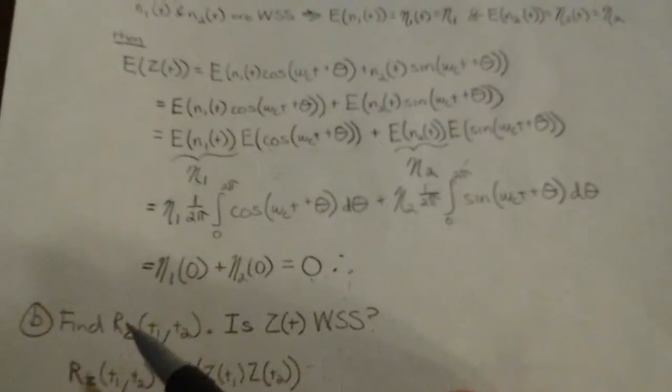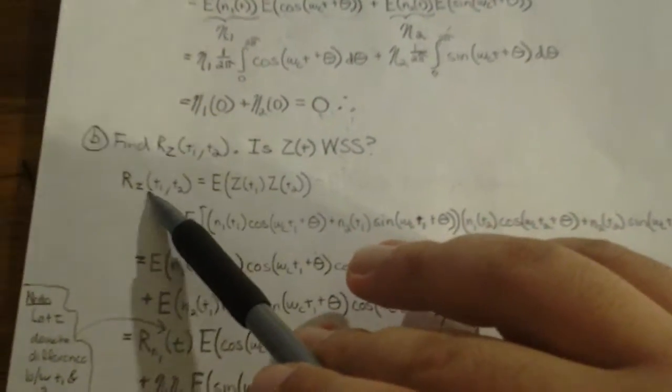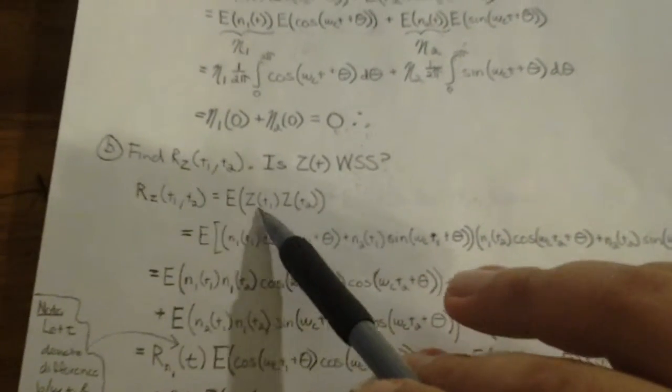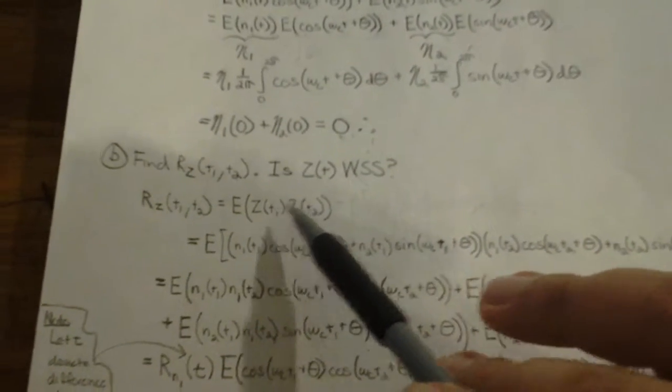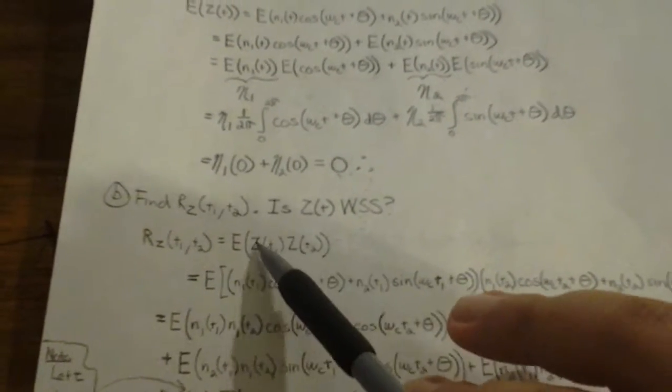Now, to figure out the R_Z, or autocorrelation, in terms of the two time functions, we have to find if the z term is wide sense stationary. This gets a little bit long in terms of arithmetic, but basically we're following the same equations we always did. The way we find R_Z is by taking the expected value of the product of z at time 1 times z at time 2.